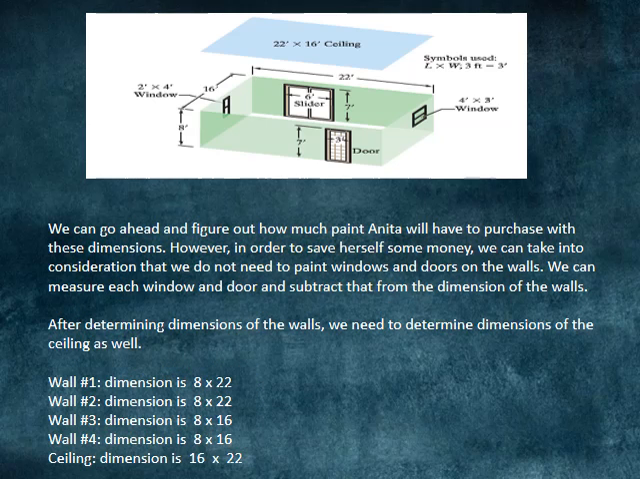Okay, so not only do we have the dimensions of all 4 of the walls, we can go ahead and figure out how much paint Anita will have to purchase with these dimensions. However, in order to save herself some money, we can take into consideration that we do not need to paint the windows. We don't need to paint the doors on the walls. If we are going to paint the windows or the doors, it's not going to be in this particular project. It would be later on. So she can actually save herself some money by subtracting those dimensions.